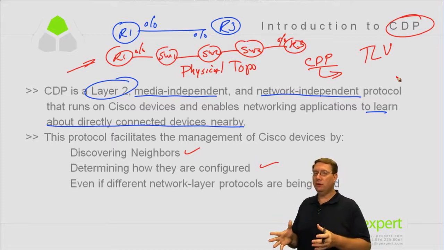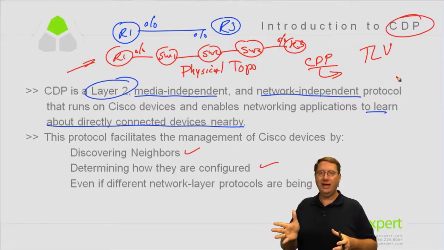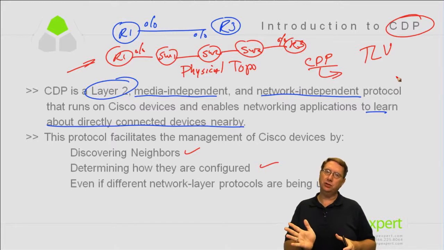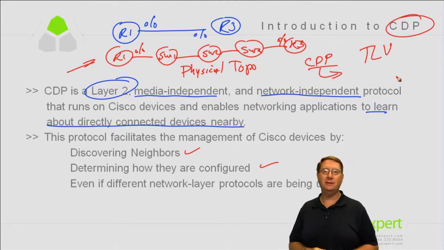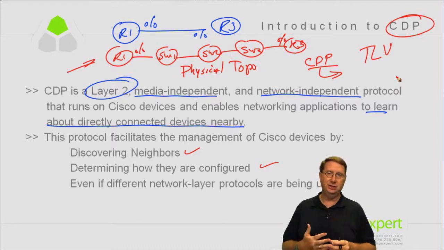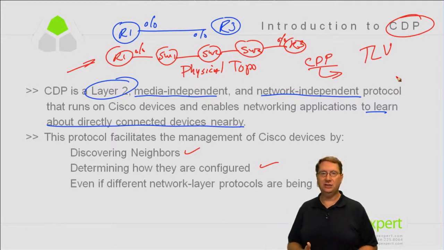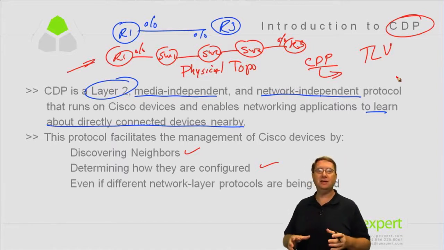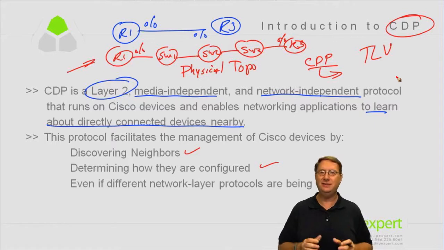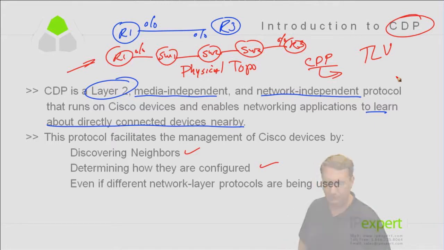As we'll find out, we've taken CDP from its original version 1 to version 2, with optimizations that allow us to do things like mismatch detection and configuration error detection in an automated fashion. It's been able to do that because it's been enhanced to support this idea of TLVs. We'll talk more about that shortly. The other key element is that all of this takes place even if we have different network layer protocols.